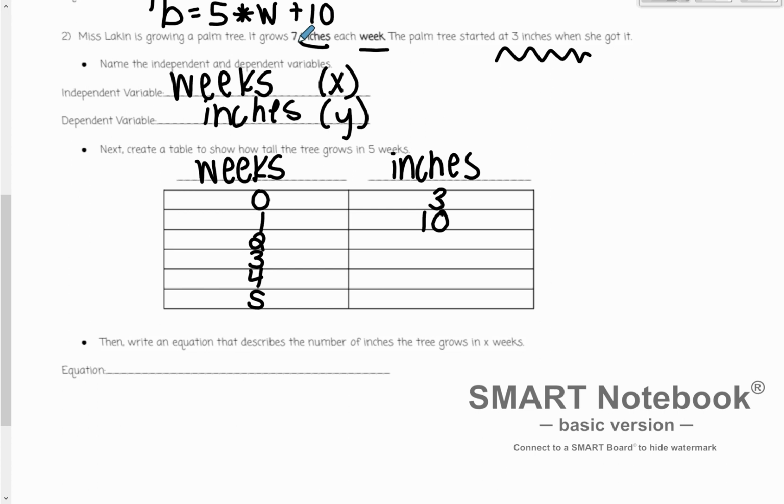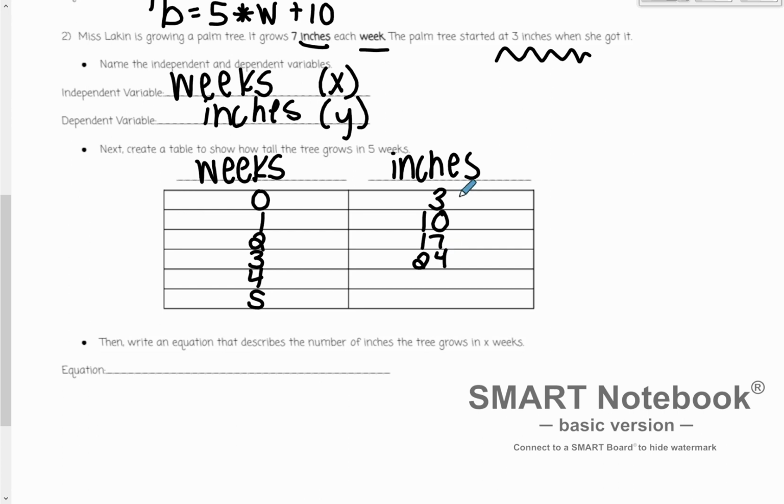So 2 times 7. 2 times 7 is 14. Then plus the 3 inches that it already was at. 14 plus 3 is 17. Then we'd have 3 weeks, so 3 sevens, 3 groups of 7 inches would be 21 inches, plus the 3 inches we already have, 24. I don't know why that took me so long.